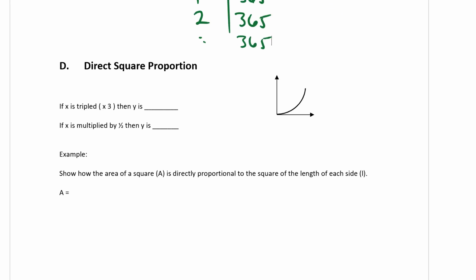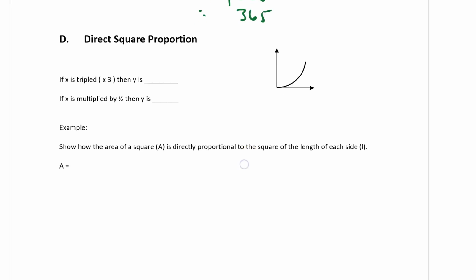All right, here's a direct square proportion. So if I put this here and this here, you'll recall the way that we linearized it is we said, hey, I'm going to say y is proportional to x squared, and then we often got a straight line. So the relationship is y is equal to kx squared.